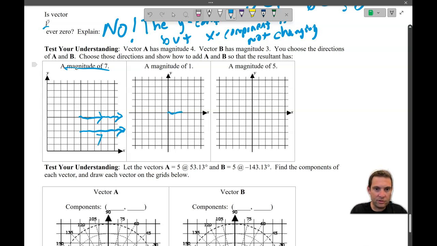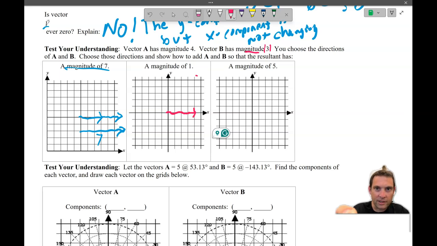Vector A has a magnitude of 4. Vector B has a magnitude of negative... Remember, magnitude means absolute value. So vector B might be a negative 3. Well, it would help if I could count, right? 1, 2, 3, 4. There's my vector A. And then vector B. 1, 2, 3. Forgive the shaky lines. I'm drawing while the screen is upright.